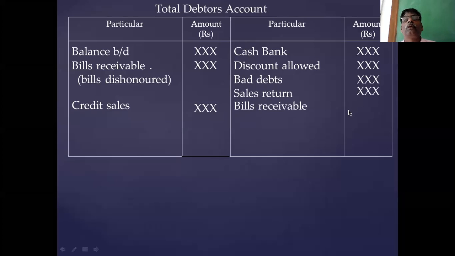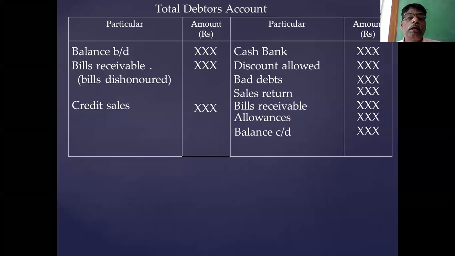Then bills receivable. If the debtor gives bills receivable instead of cash or check, then you record as bills receivable. Okay, this also decreases the debtor's balance. The next is allowances. If you give any allowances to the customer, to the debtor, that is recorded on the credit side. Allowance given to customer. Then lastly, you write the closing balance of the debtor at the last. Okay, these are the items you have to write on the debtors account credit side.